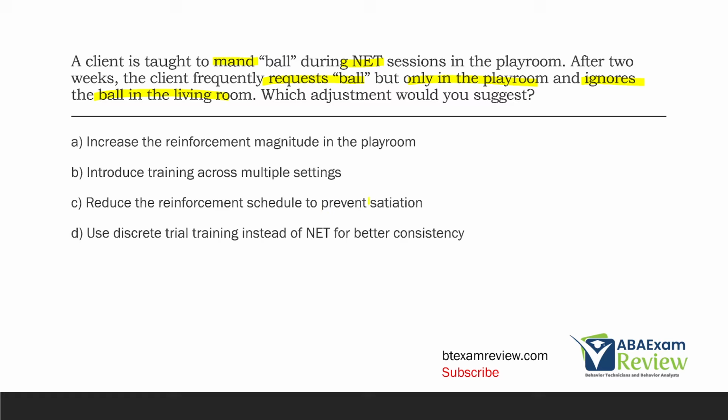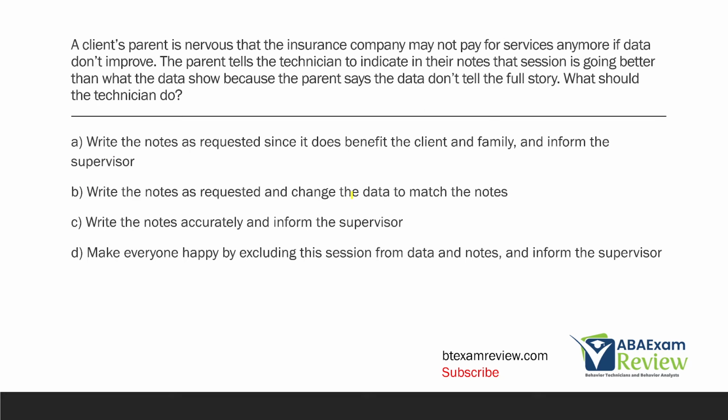C, reduce reinforcement schedule to prevent satiation. We just talked about that. And reducing reinforcement is unlikely to increase the behavior, right? Because having more reinforcement increases behavior. And then D, use discrete trial training instead of NET for better consistency. Not necessarily. They have learned in the playroom with NET. The problem is it's not generalizing. So what we can do is just start training across multiple settings. So the adjustment we would suggest is promote generalization, or train across multiple settings.